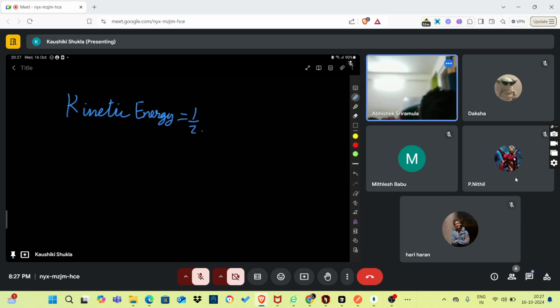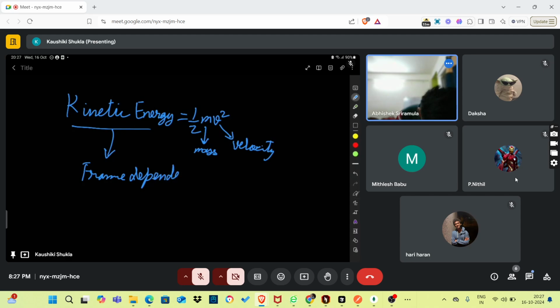That you write as half mv square. You can see that it has a mass term and a velocity term. So because of this velocity term, kinetic energy is frame dependent. Just remember this. Okay. Frame dependent.